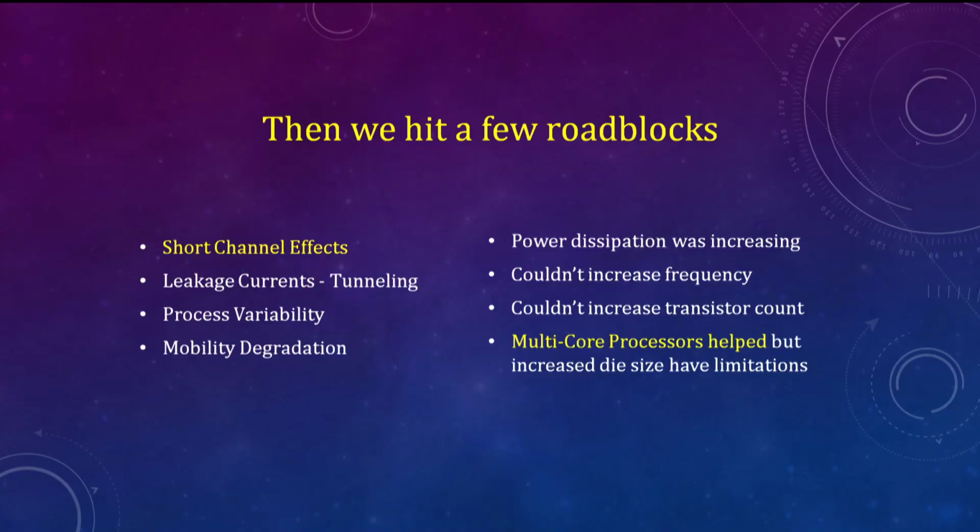So that's where we got into, and then we also had some other physical effects in the chip, like short channel effects, leakage currents, process variability, and mobility degradation, all this kind of technical jargon you can think of. But the idea is that these were the roadblocks which did not allow us to continue with FET technology, the field effect transistor technology, for too long. So then what happened after that?